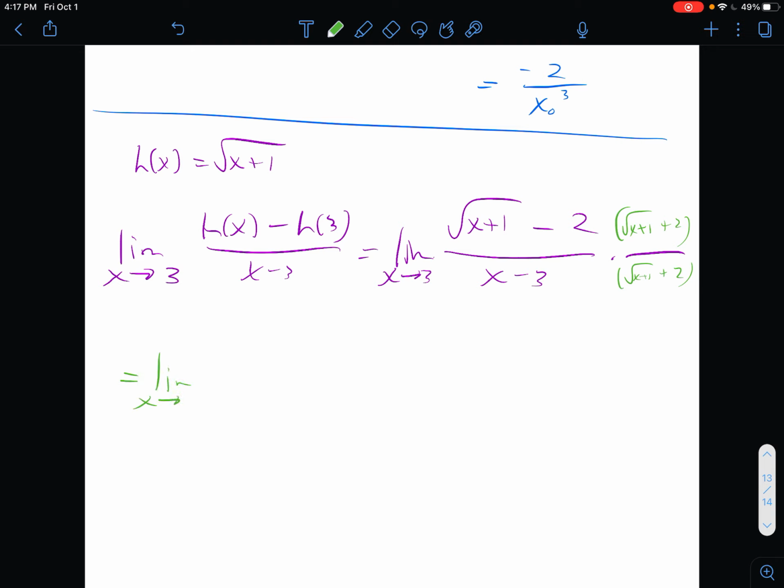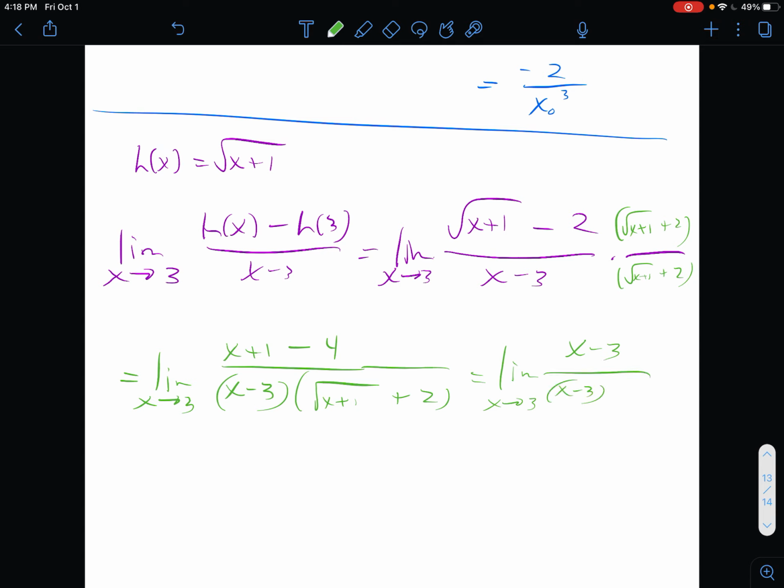So if I multiply those conjugates up top, I would get x plus 1 minus 2 squared, which is 4. I'm going to leave that denominator factored because I think something's going to cancel. All right, let's notice that this numerator up here, if I simplify, is x minus 3, just waiting to cancel that other one.